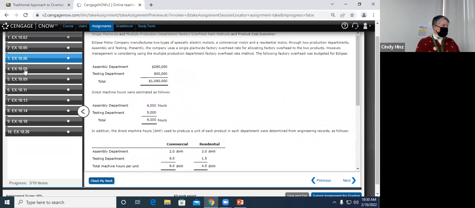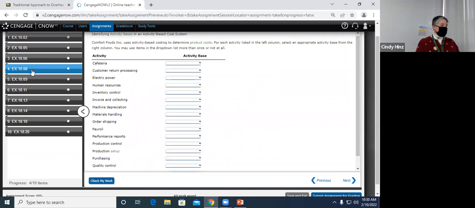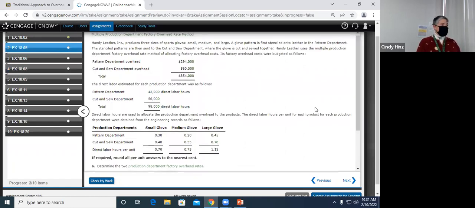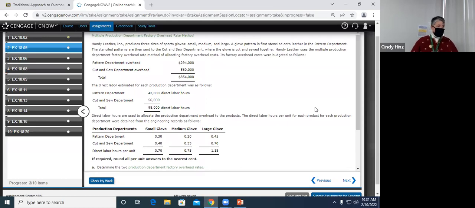I will ask you to, on your own, outside of class, work on exercise 3. And then when we come in, that would be a nice break point. And when we come back next class, we will pick up with exercise 4, where we actually get into activity-based costing.